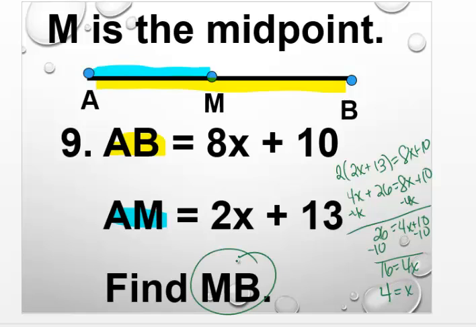Now, MB is the same length as this blue one as AM. So I'm just going to take 4 and plug it in here. So I have 2 times 4 plus 13. That ends up giving me 21 because that's 8 plus 13. So 21 is my answer.